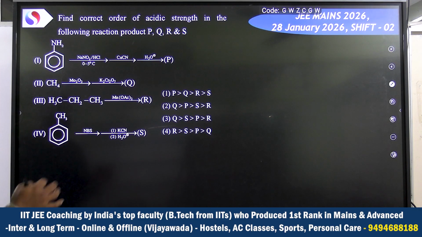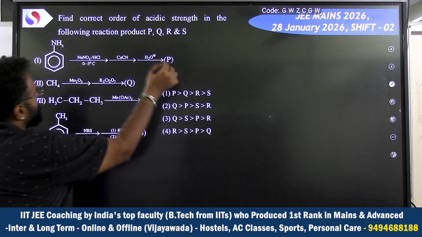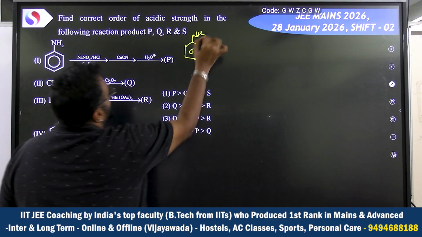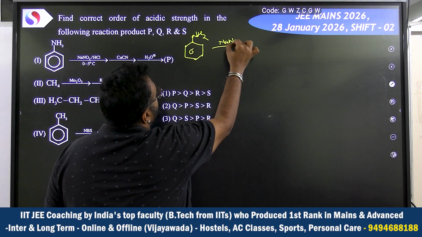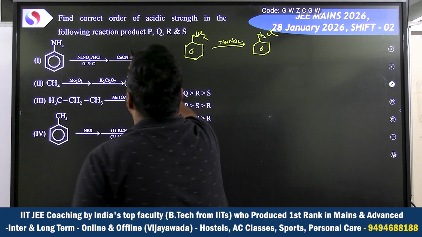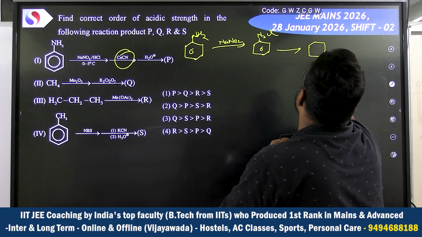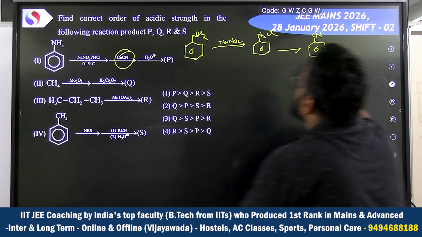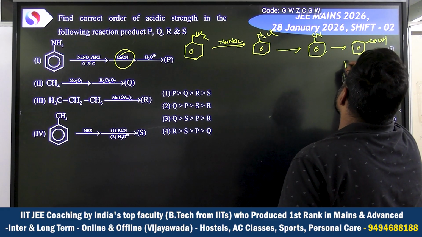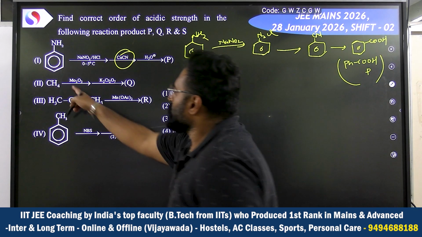Find the correct order of the acidic strength of the following reactions. Aniline. Okay, these are the four reactions. So if we see the first, aniline, when reacted with NaNO2 with HCl, this is a diazonium salt. Diazonium salt, when reacted with CuCN, will form CN, and CN under hydrolysis gives COOH. So this is Ph-COOH. This is P. Okay. Now let us say Q.